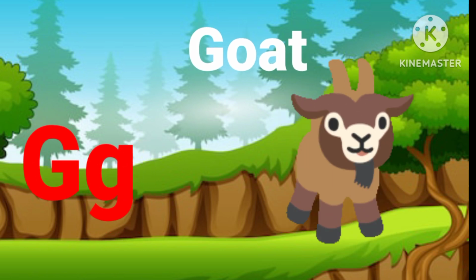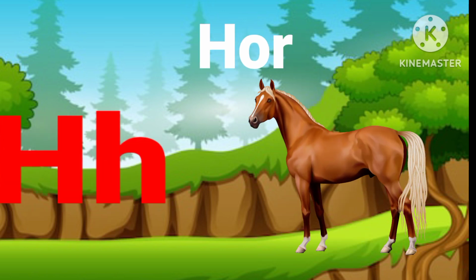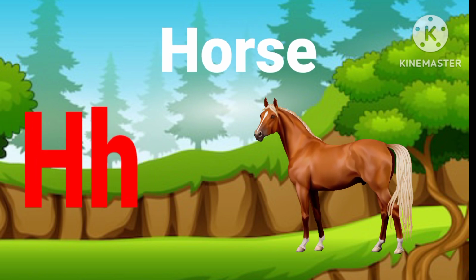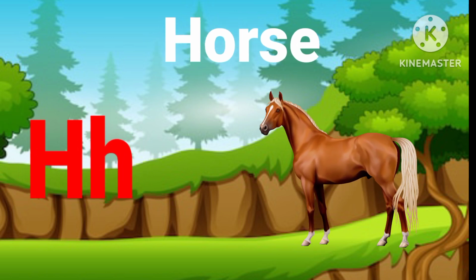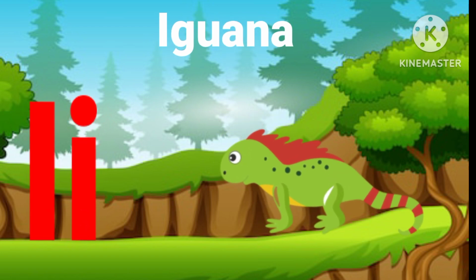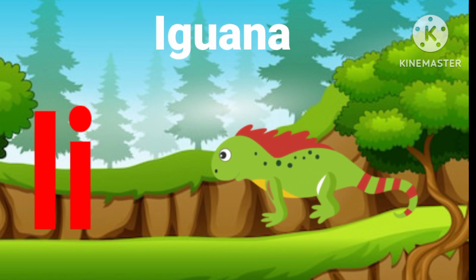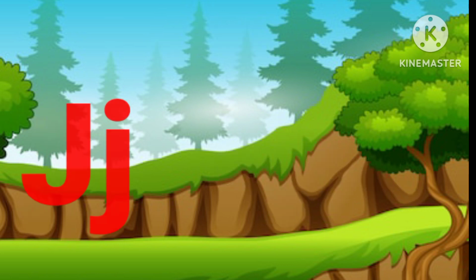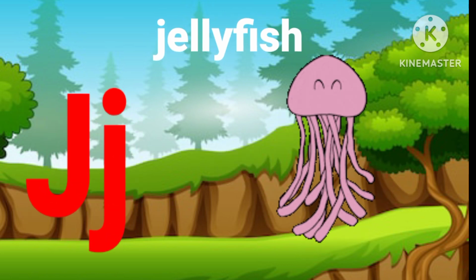Goat. G. Goat. H is for horse. Horse. H. Horse. I is for iguana. Iguana. I. Iguana. J is for jellyfish.